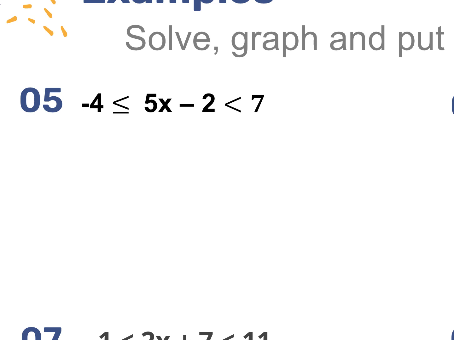So what's the first thing I'm going to do here? I'm going to add 2. So if I add 2 here, and I'm going to add 2 over here. You guys agree? Okay, so negative 4 plus 2 is negative 2, less than or equal to 5x. This cancels, and then less than what? 9, okay.